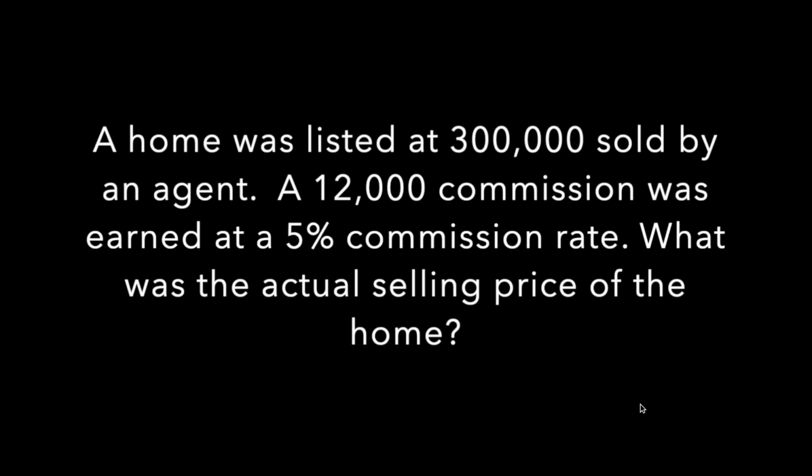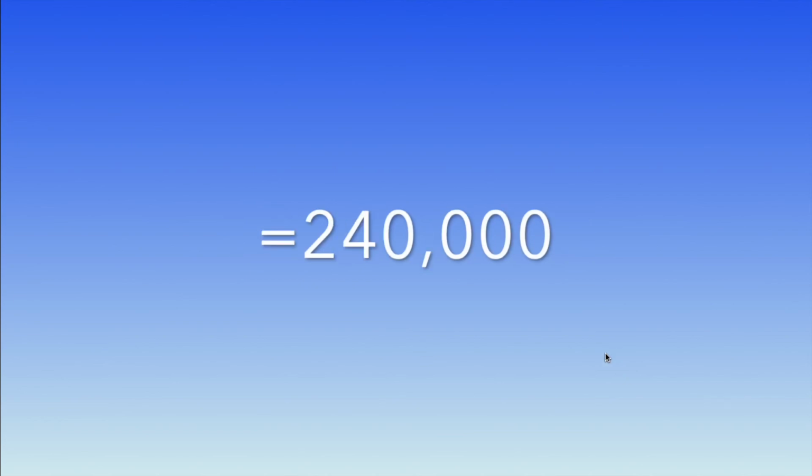So all you need to do for this, if you put it right into the T, is take the $12,000, which is the commission that was made on the total sale of the home. And because they charged a 5% rate for their service, you make sure you move the decimal and you divide $12,000 by 0.05, and then you're left with $240,000. That is what the home actually sold for.